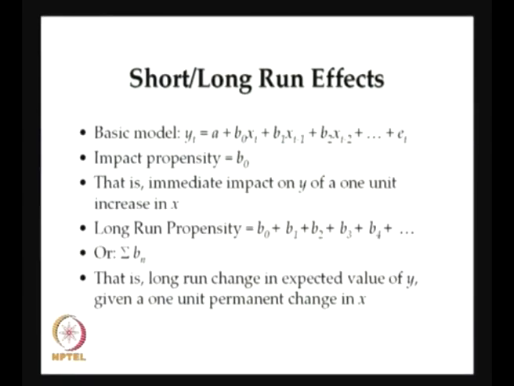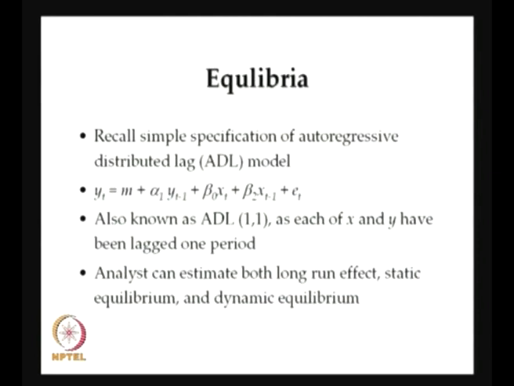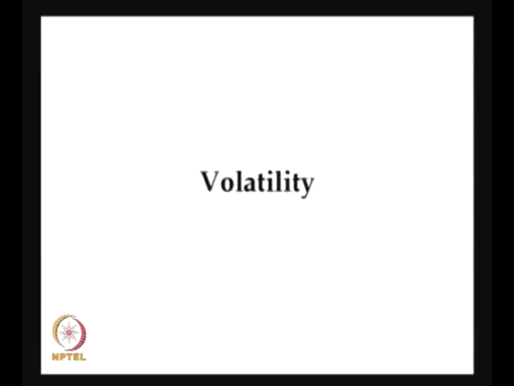This is how you study short run impact and long run impact. In this particular structure we can study them with respect to the parameter values. The impact propensity, that is the short run impact, is called beta 0, and the long run propensity, the sum of the coefficients, will be called the long run impact of this particular system. Okay, this is another, autoregressive distributed lag schemes.